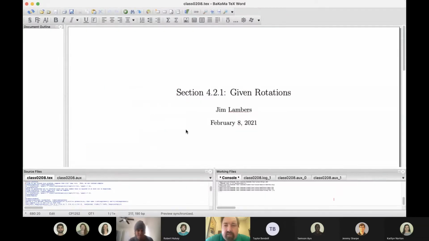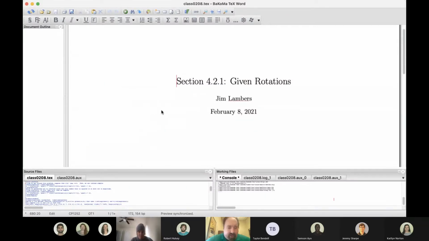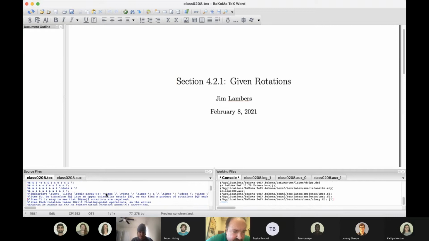Okay, screen share time. Okay. Dang it, the text is too small here. Okay.